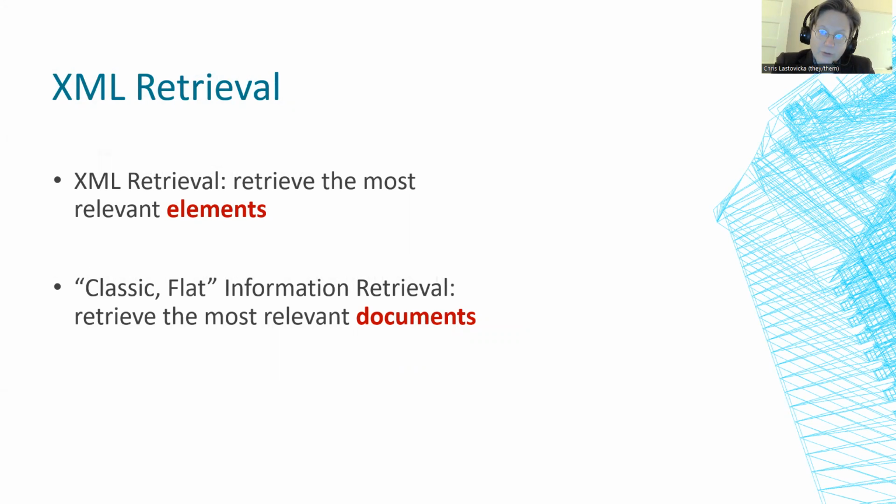The main difference between the information retrieval we've been studying in class is that with unstructured text, we're dealing with retrieving documents. Whereas with XML retrieval, we're looking for the most relevant elements or components.